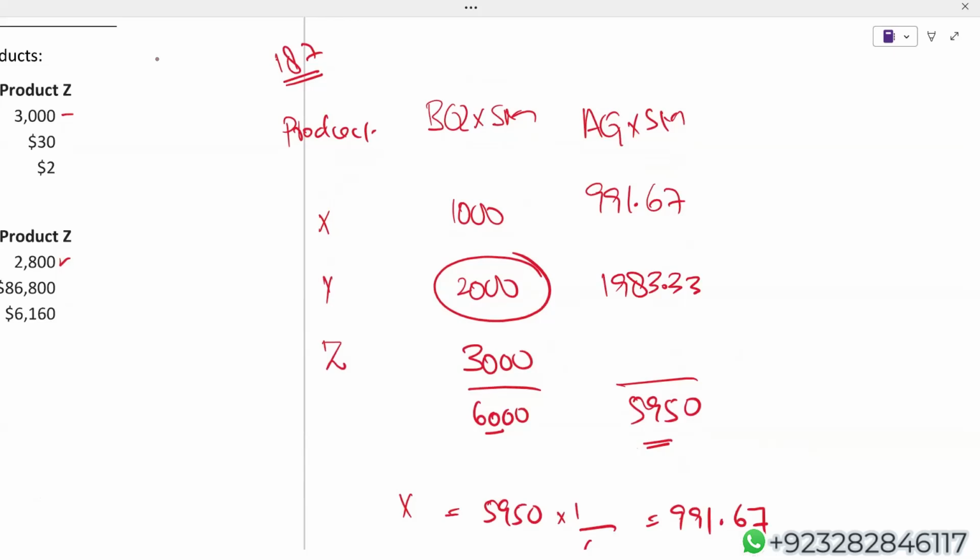So 991.67, 1983.33, and Z I'm getting 2975.